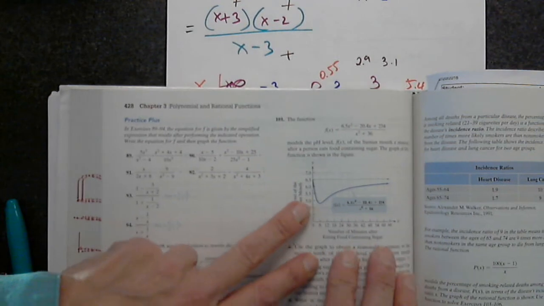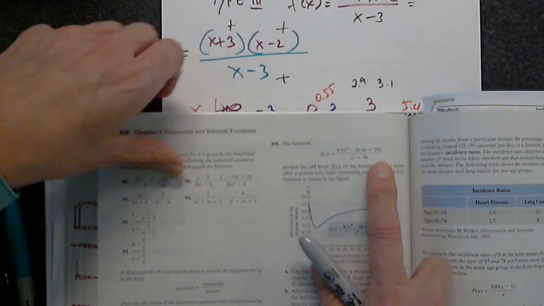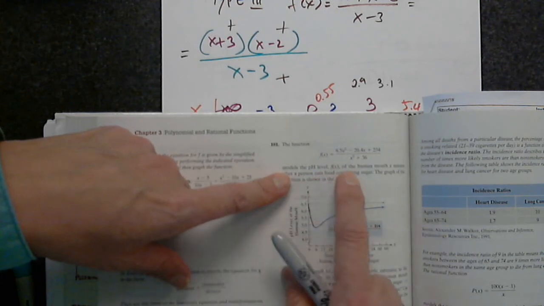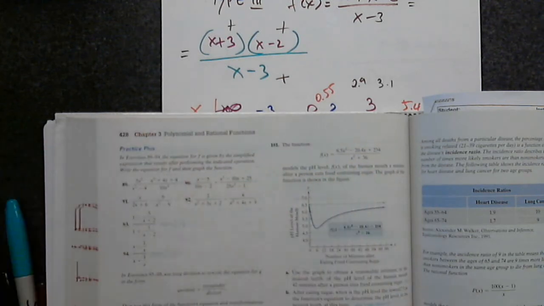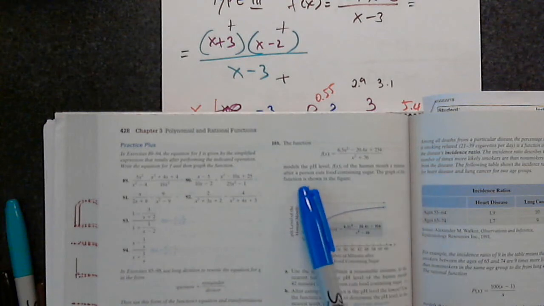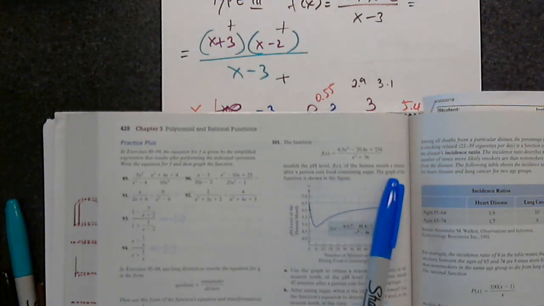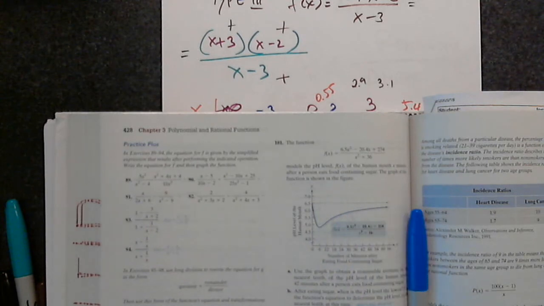Okay, so here it is. The function given to us models the pH level f of x of the human mouth x minutes after a person eats food containing sugar. So this is a more sophisticated application. The graph of the function is shown here. So here's the first question I have for you, because a problem like this will be on the test. What type of function is this?